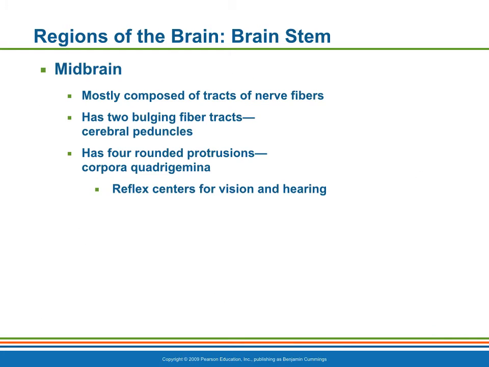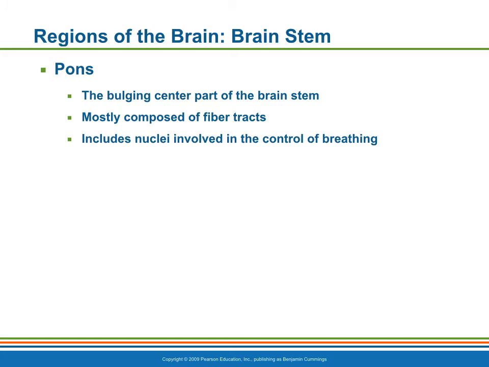The midbrain is a relatively small part of the brain stem. It is involved as reflex centers for vision and hearing. The pons is the rounded structure that protrudes just below the midbrain. This area of the brain stem is mostly fiber tracts. However, it does have important nuclei involved in the control of breathing.